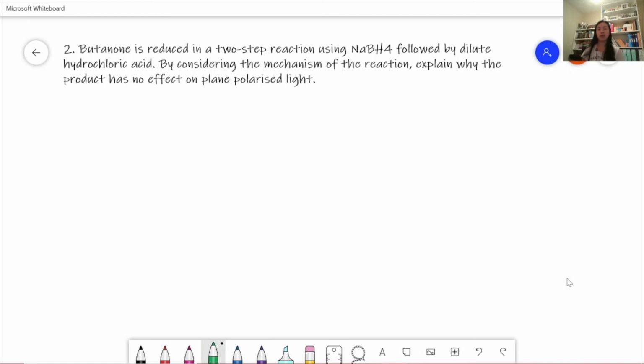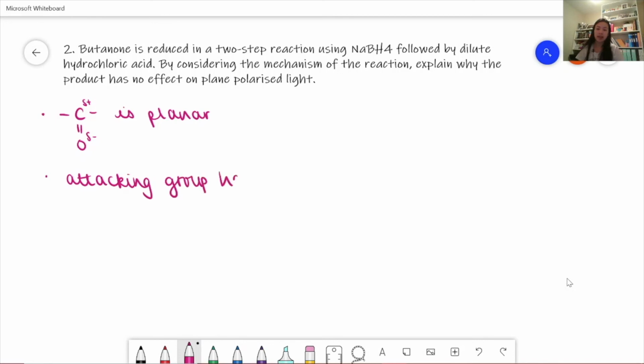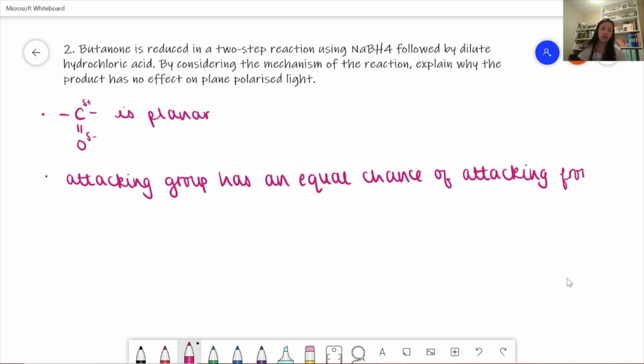So for the first bit of the question, you kind of have to know that it undergoes a nucleophilic addition reaction. But pretending that we don't know that, we could say that this C double bond O is planar. And we have these partial charges on the carbon and the oxygen. And because it's planar, that means that the attacking group has an equal chance or probability of attacking from above or below the planar C double bond O group.